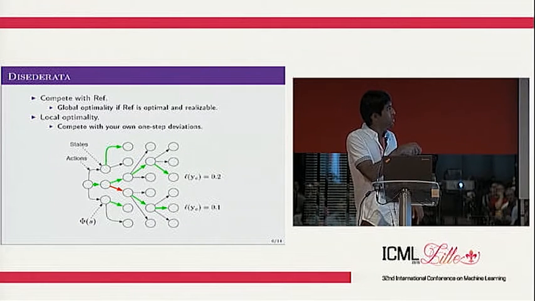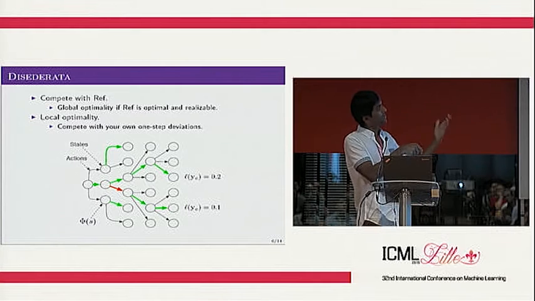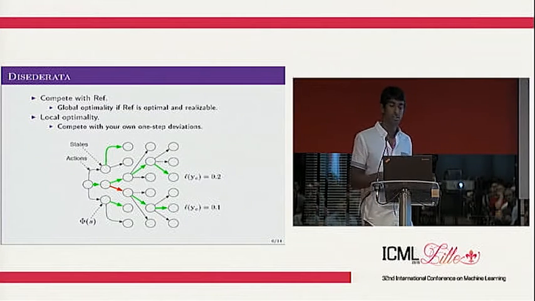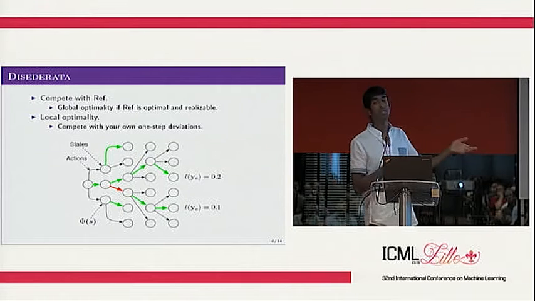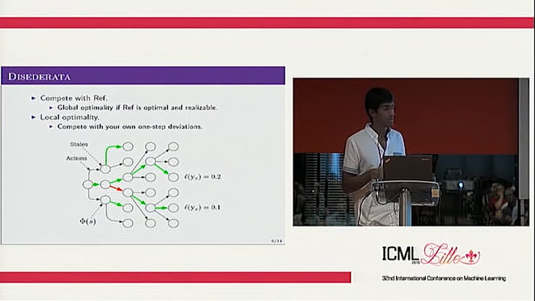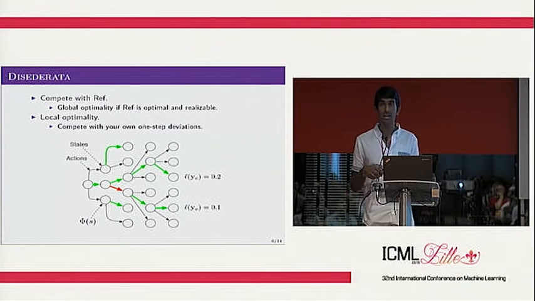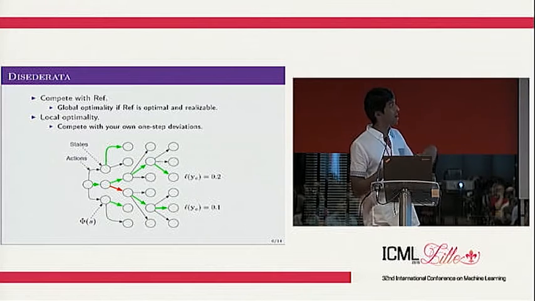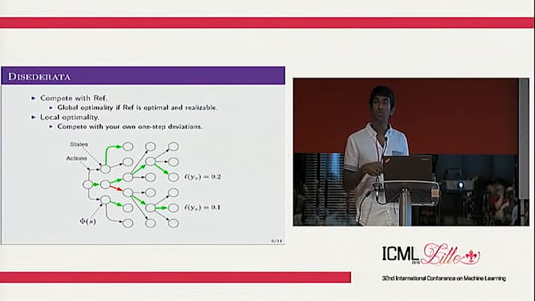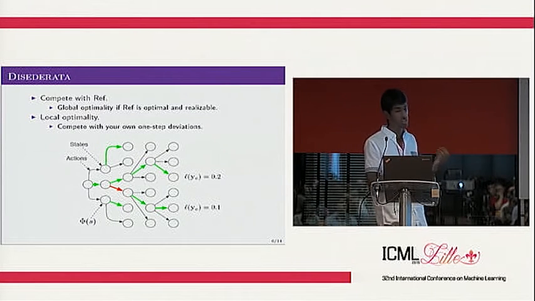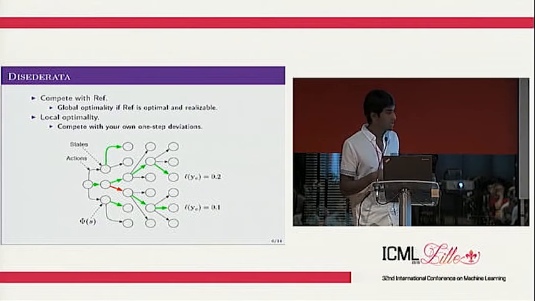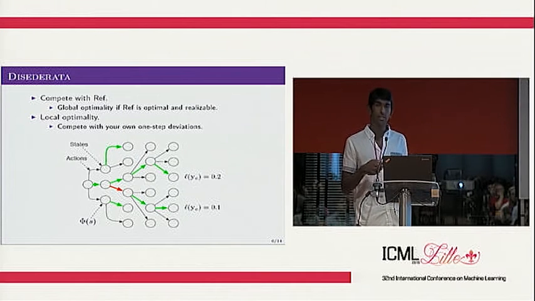And if you just change one edge, so here I'm changing this one green edge to a red edge, you obtain a new policy, which is just a one-step deviation from yours. And this policy may achieve some different loss. And if you're locally optimal, we'll say that your losses are better than or competitive with the losses of all your one-step deviations. All these policies that just differ from you on one edge. So this is the notion of local optimality, and we'd like to have these two guarantees.